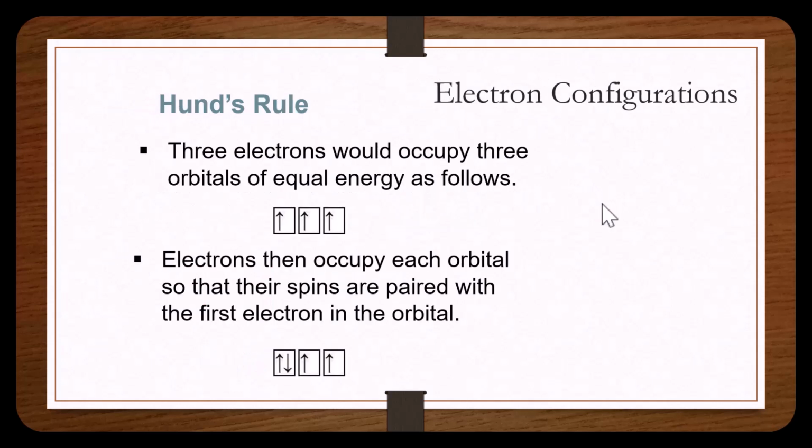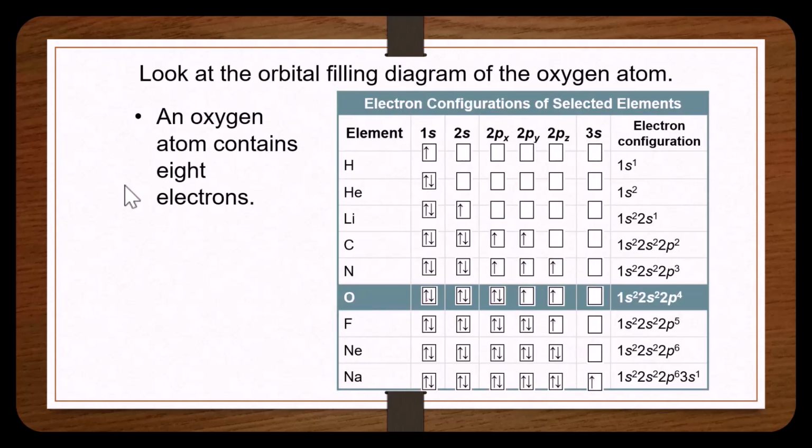3 electrons would occupy 3 orbitals of equal energy. Electrons then occupy each orbital so that their spin is paired up with the first electron in the orbital. Looking at this diagram, you can see how the electrons are filled with each element. Starting off with hydrogen, we have 1 electron, and then moving to helium, we would have 2 electrons, so they would be paired up. Lithium would then add another electron, which would go in the second orbital.